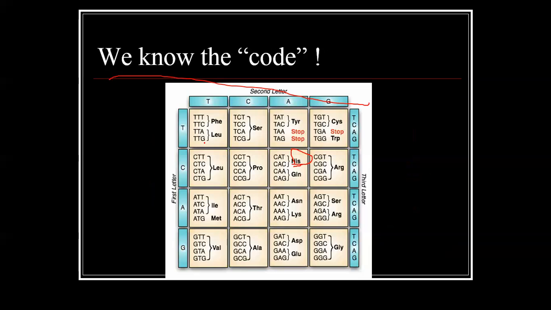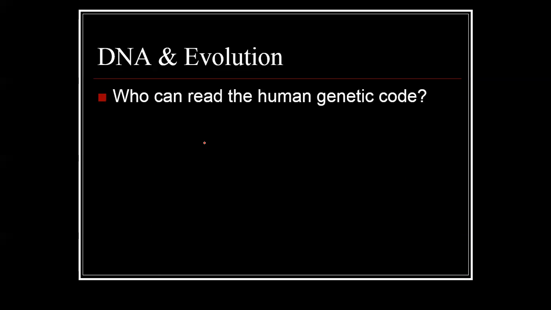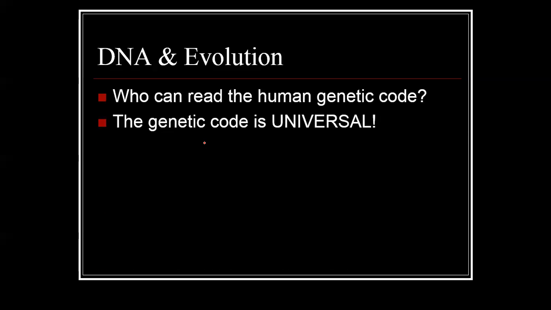All right, so to review, who can review the human genetic code? Well, all organisms. It's not just the human genetic code. The genetic code is universal. Now, this is not just a philosophical statement. This has very profound implications.